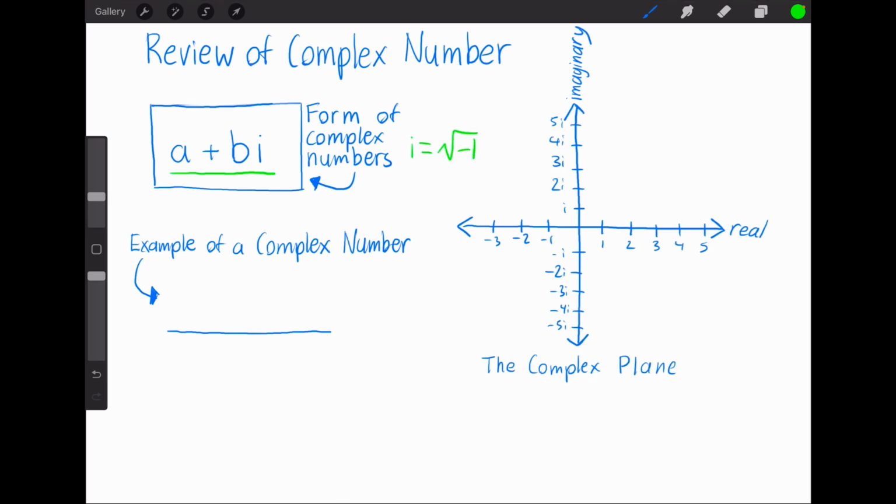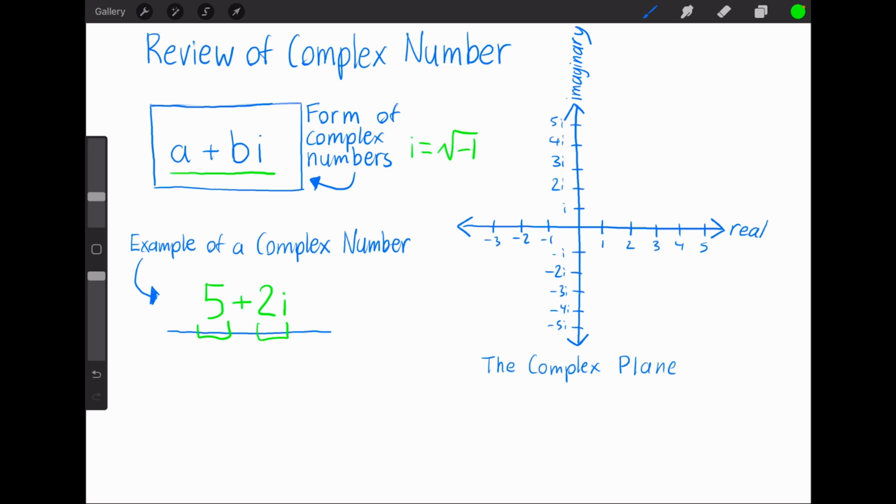Complex numbers are also the sum of a real number and an imaginary number. An example of a complex number is 5 plus 2i. Here we can see that 5, a real number, is being added to 2i, an imaginary number. The sum of these numbers is a complex number.